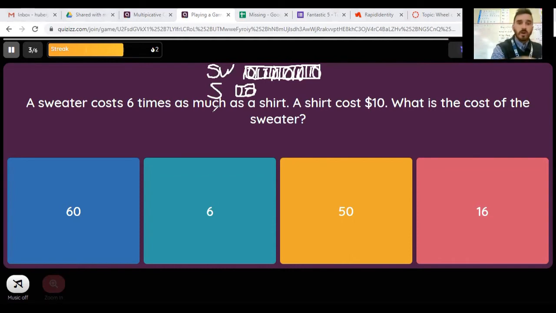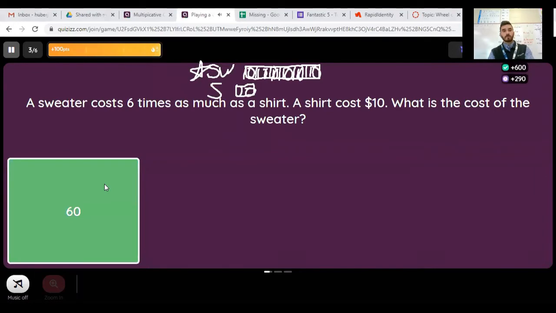If it wants to know what's the cost of a sweater, all I gotta do is look at that picture. You can count by 10s, you can multiply, you can add. Either way you do it, you should have gotten 60 for that one just by looking at the picture. 10's not even an answer choice, so they're not even going to let you make a reading mistake on that one. But for the sweater, that one would have been $60.